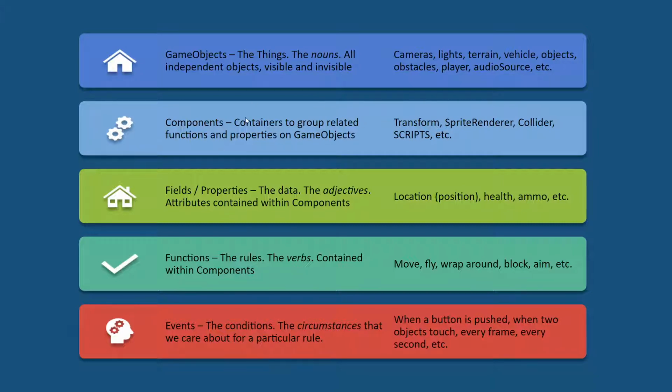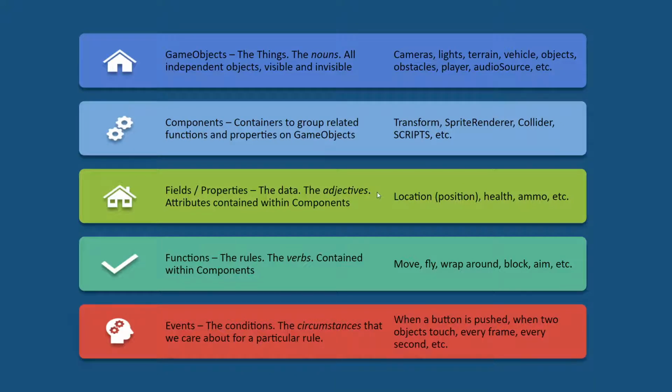Then we have the components, which are containers for groups of related functions and properties that a game object will use in order to be able to implement stuff, to actually have actions and agency and so on, right? And those are going to be things like the transform, the sprite renderer, the collider, the scripts that we write, whether they are Visual Studio scripts, C# scripts, or visual scripts, all right? Then within the components, they're going to have their fields or properties or their data, right? The data, the adjectives, the attributes contained within components, things like the location, the health, the orientation, the ammo, the text to be written, the storylines, and so on.